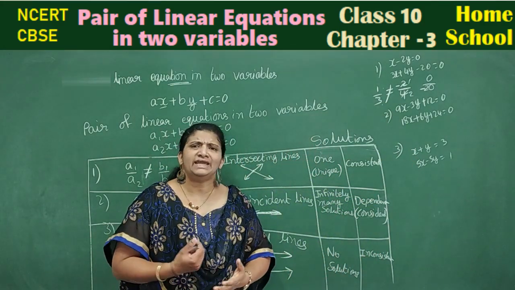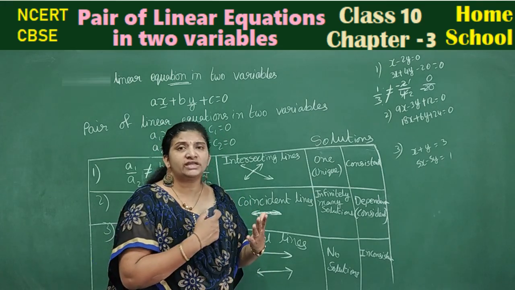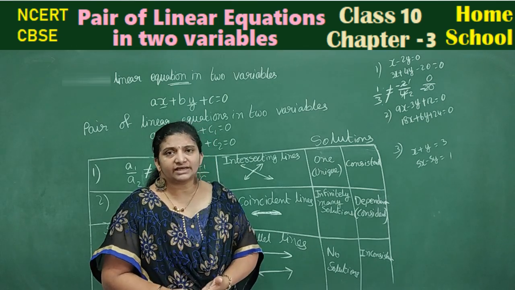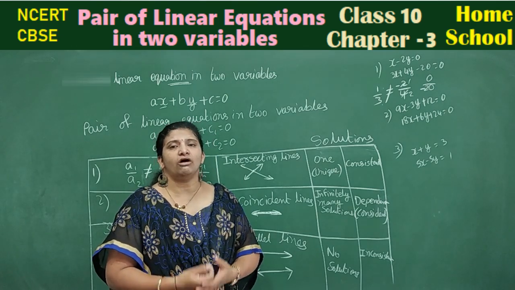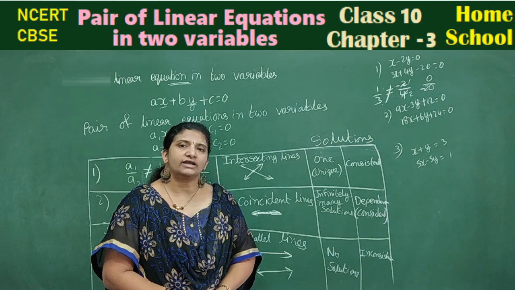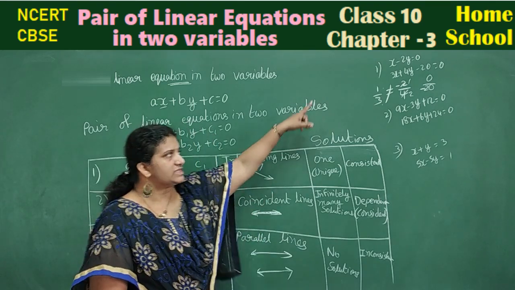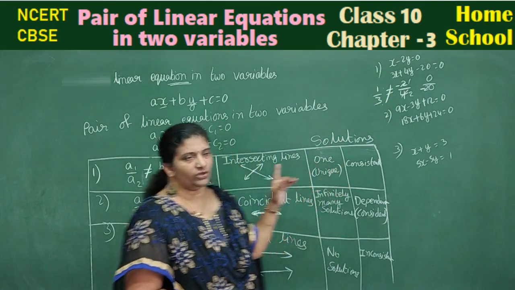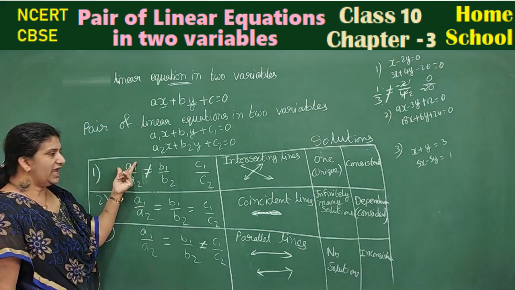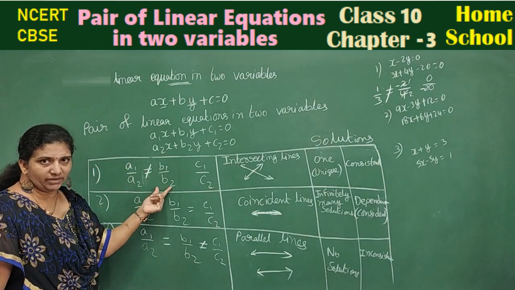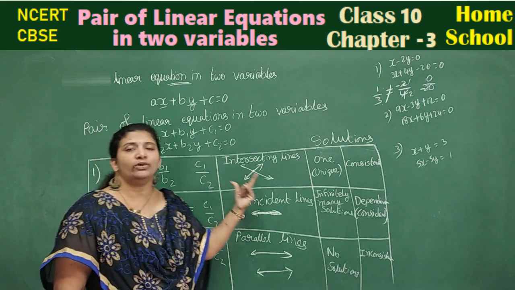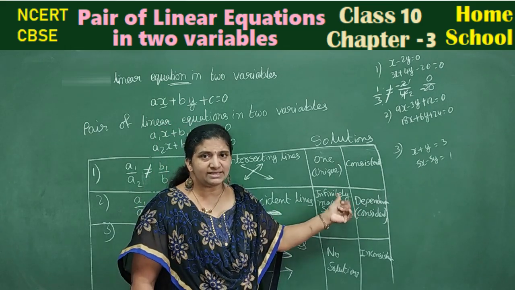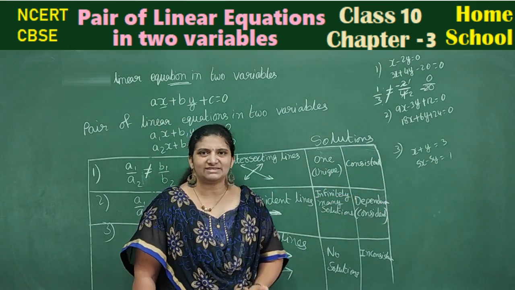They may ask you any type of question. They may ask how many solutions the two equations will be having, or whether they are intersecting, parallel or coincident, or whether they are consistent or inconsistent. So now observe here, a1 by a2 is not equal to b1 by b2. That means case 1: a1 by a2 is not equal to b1 by b2. Therefore the two lines will be intersecting and have only one unique solution, and they are consistent.